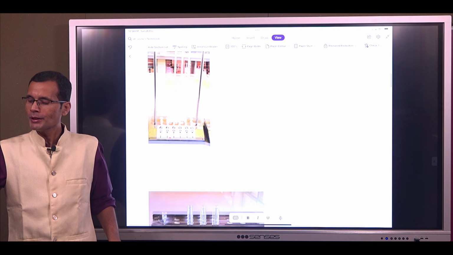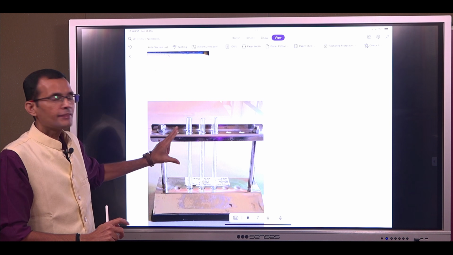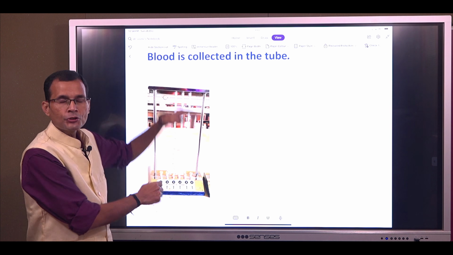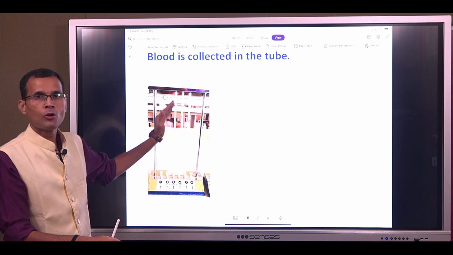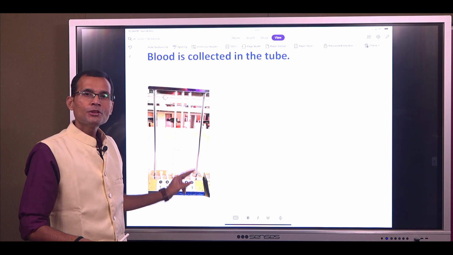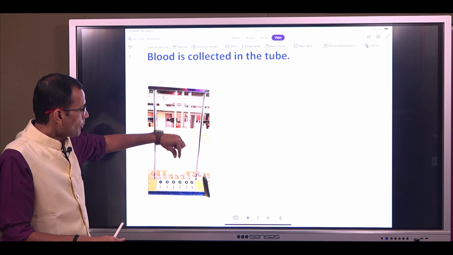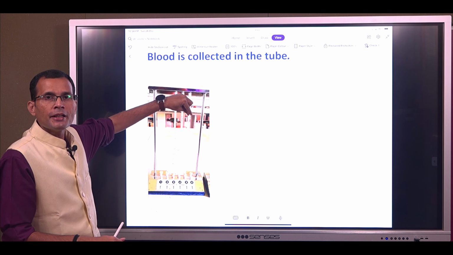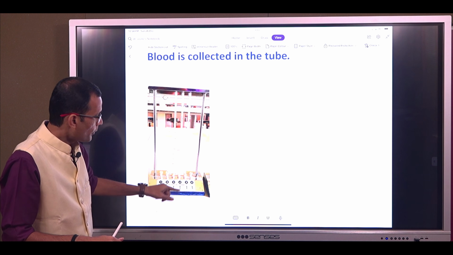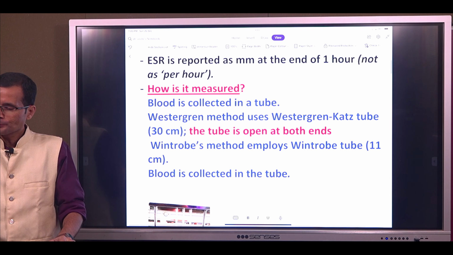Winthrop's tube is a smaller tube, 10 centimeters or 11 centimeters, whereas Westergren-Katz tube is 30 centimeters, it's long. And the second important difference is Westergren's tube is open at both ends. So, the blood sample is pipetted into the tube, and then immediately the tube has to be transferred to the stand because it's open at the other end. So, that's the difference between Winthrop's tube and the Westergren's tube.